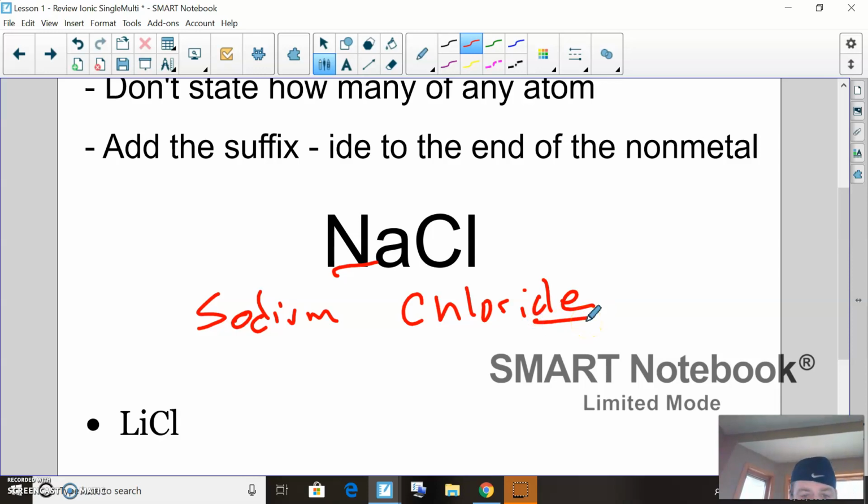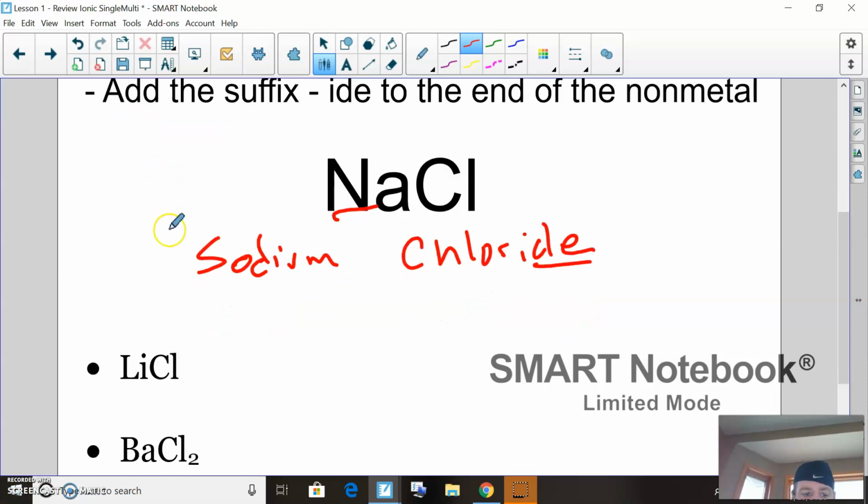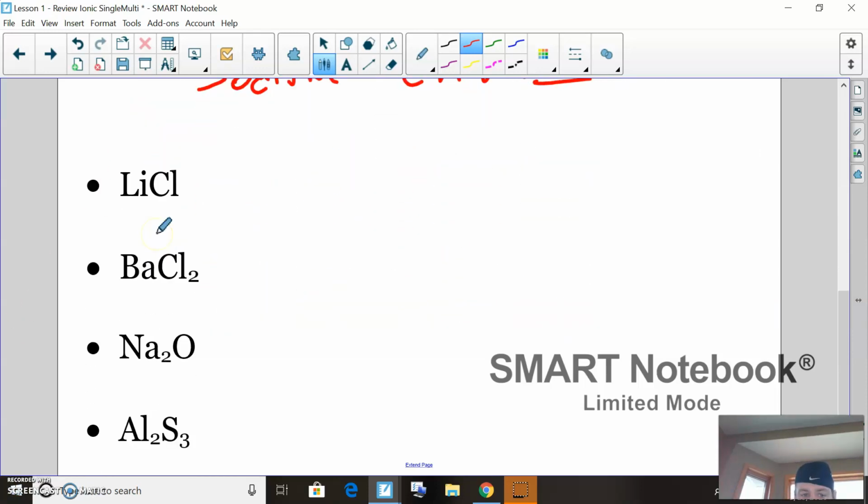Add the suffix "ide." Now it's chlorine normally, but you drop the ending and add the suffix "ide" to the non-metal. Alrighty, so for these ones, same thing. All you're going to do is just write out the name.